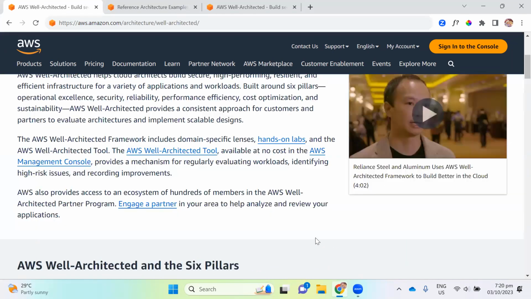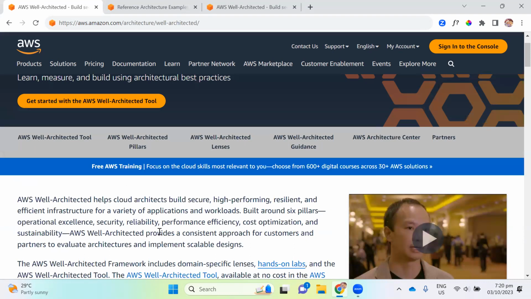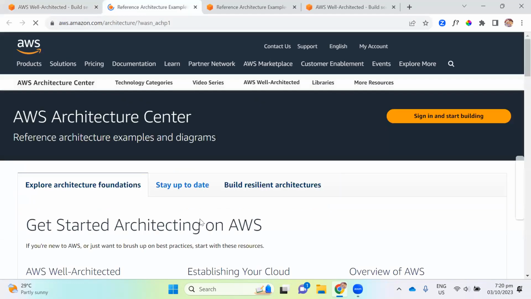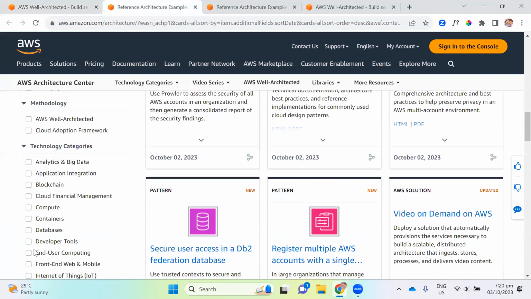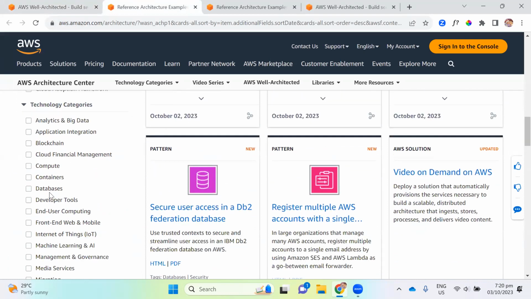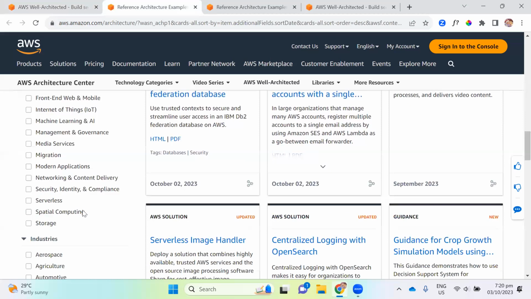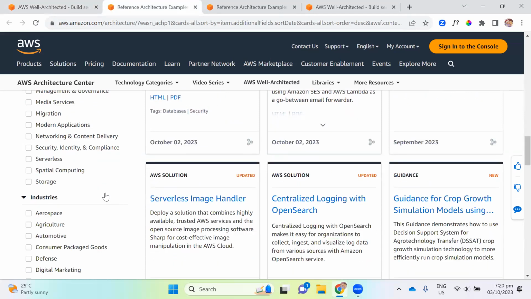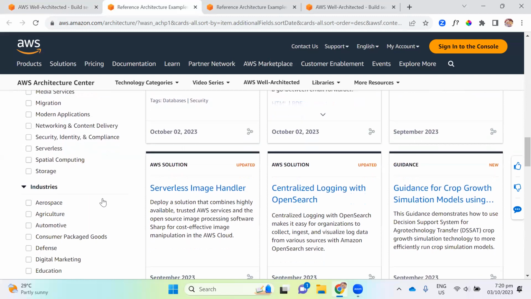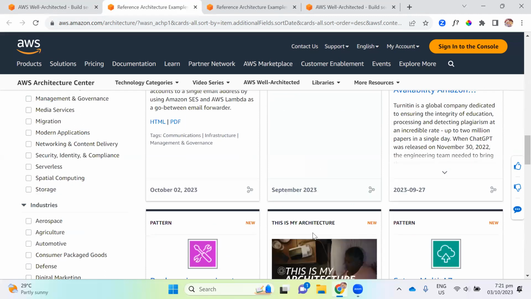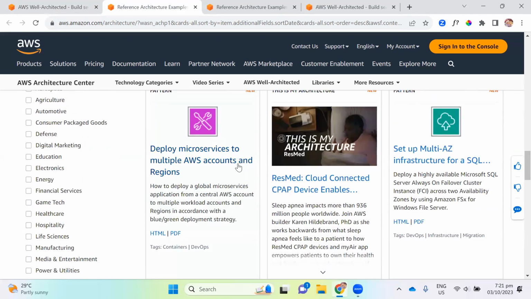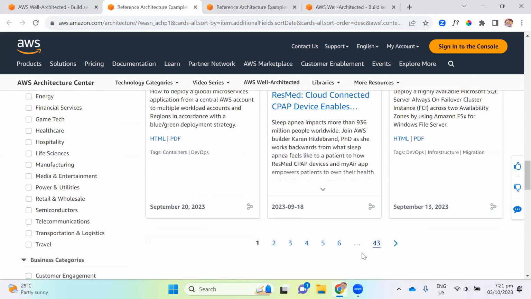So when you come to this page, there are many other things you can understand here. Let's go to one of them, the AWS Architecture Center. In this AWS Architecture Center, there are many other applications given for you to have a look and check whether you are in compliance with the best practices, right? So let's say I want to look into, for example, compute, right? When I do, see, it has deploy microservices to multiple AWS accounts and regions, all these things. There are so many pages.